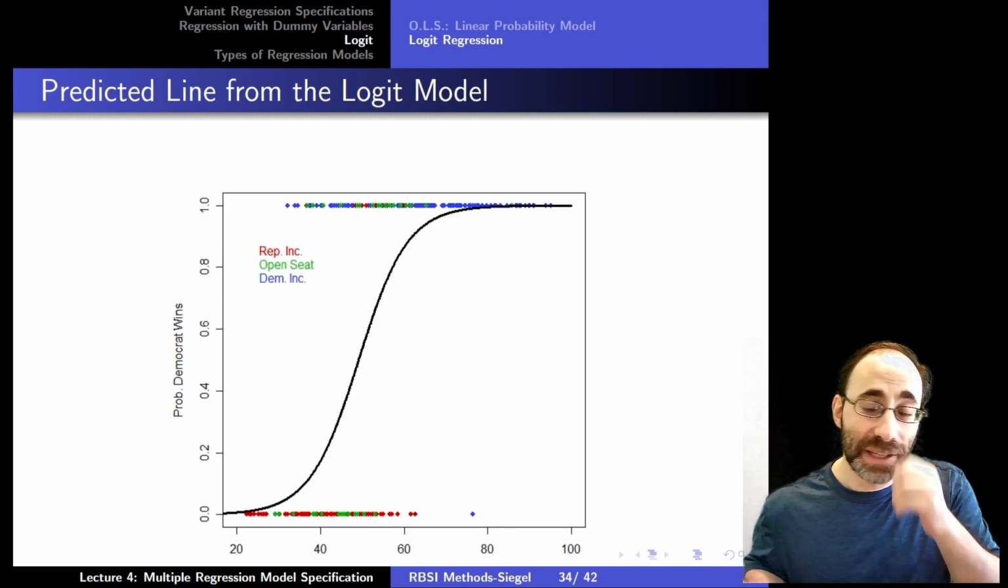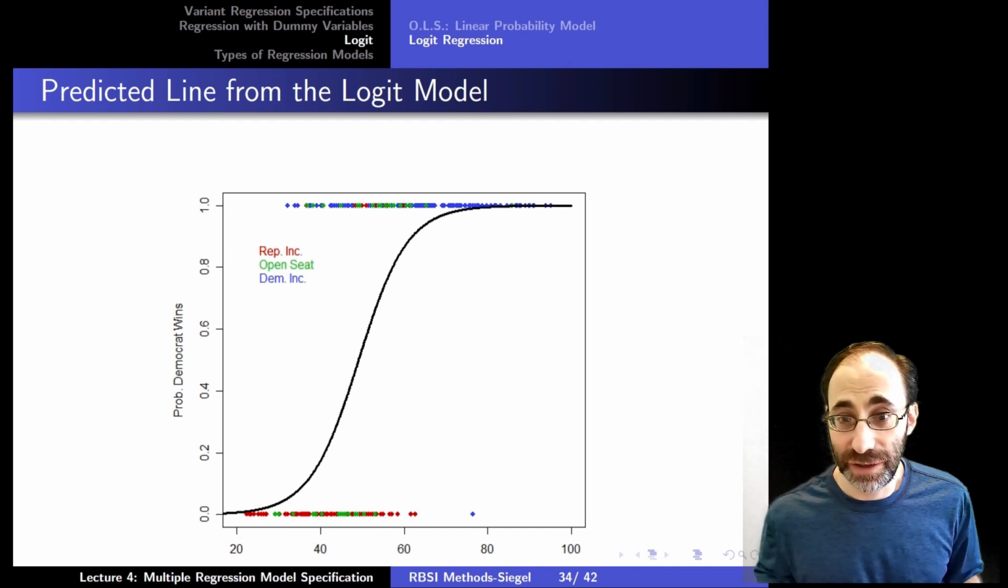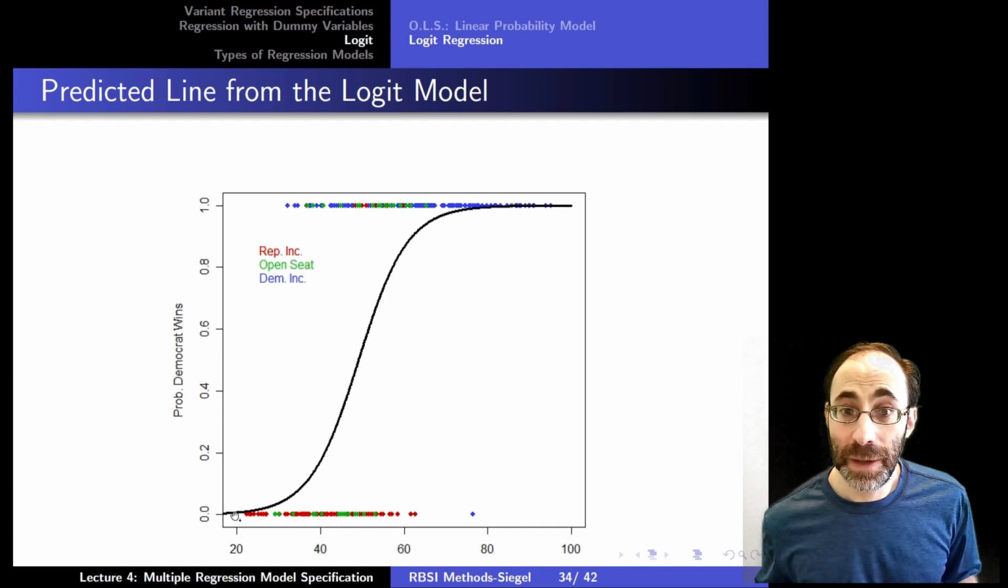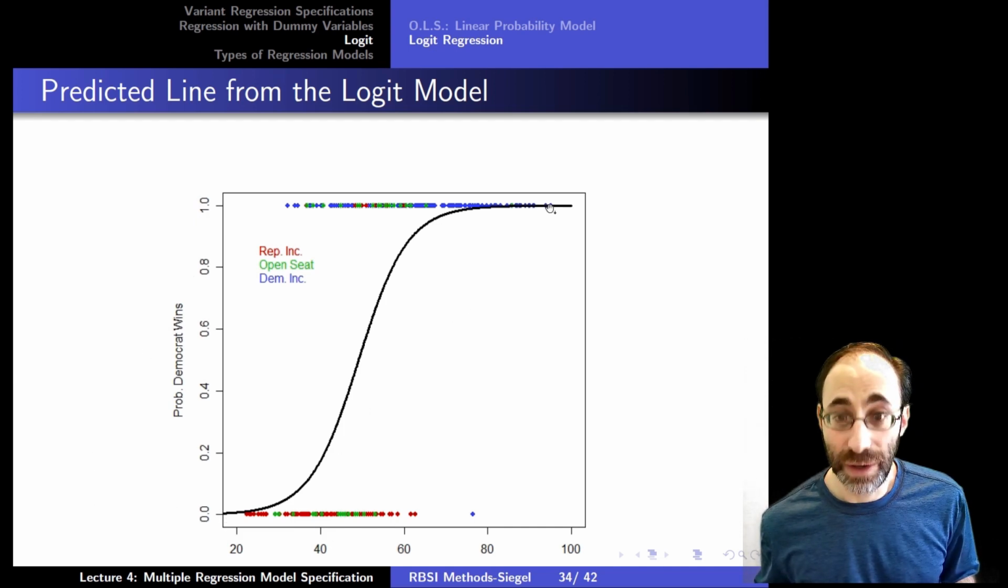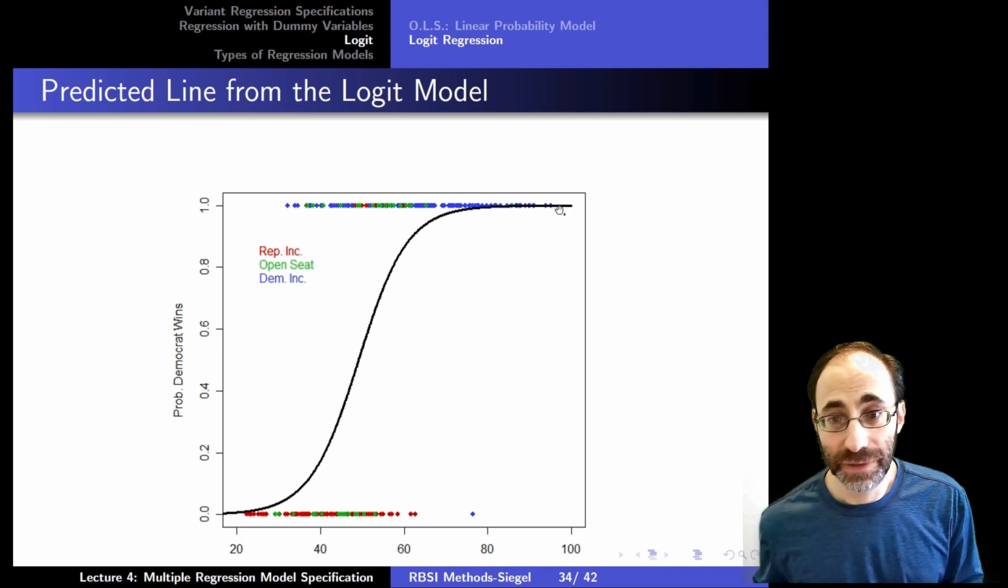Okay. The predicted line from the logit looks like this. The logit and the probit are both S-shaped curves, which means they look kind of like an S. And we see that the minimum is 0 and the maximum is 1. So they can't go below 0, so you never get impossible probabilities in that direction, and they can't go above 1, so you never get impossible probabilities in that direction.